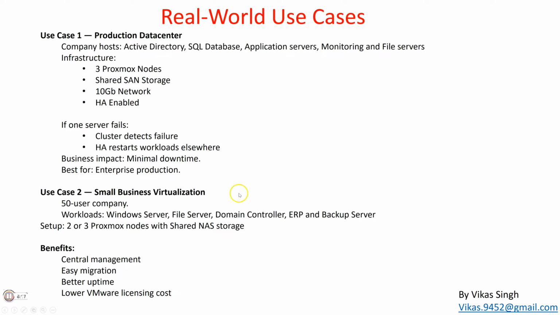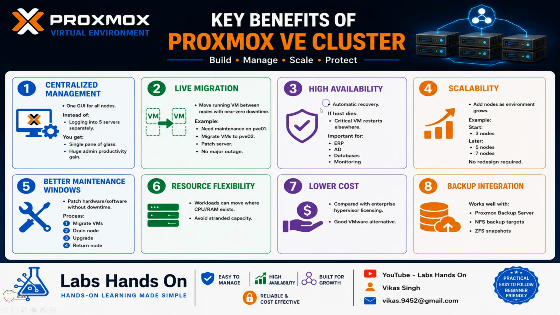Use case 2 is small business virtualization, for example a 50 user company with workloads such as Windows Server, file server, domain controller, ERP, or backup server. You can set up 2 or 3 Proxmox nodes with shared NAS storage. The benefit is central management, easy migration, better uptime, and lower VMware licensing cost also.